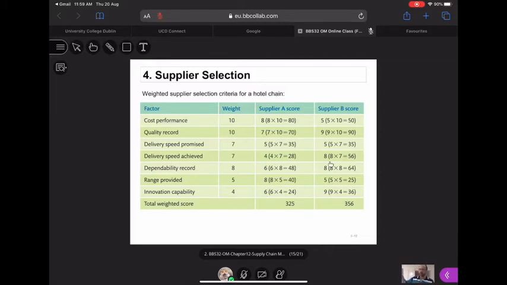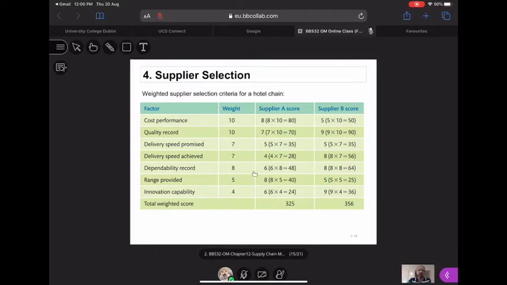Supplier B, when I look at their cost, I think it is more expensive, so I give 5 upon 10. Again, if the cost is very, very cheap, I give 10 upon 10, meaning good. If the cost is very, very expensive, I give 1 upon 10, meaning no good. Maybe supplier B, their products are very high quality, I give 9 upon 10. Their delivery speed is 5 upon 10. Most of the time, they are very, very on time.